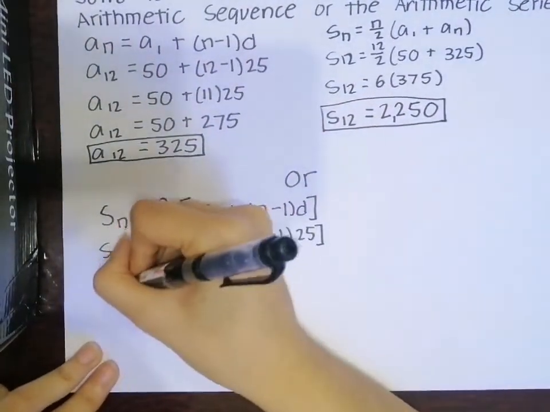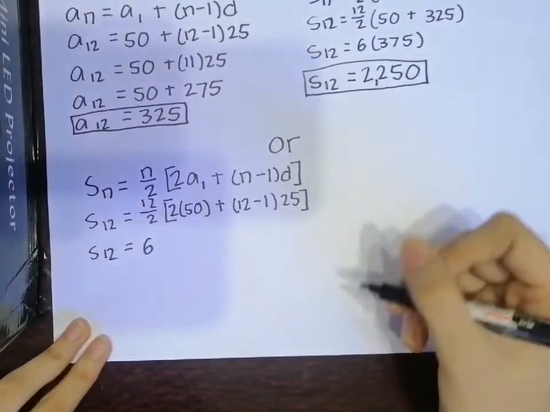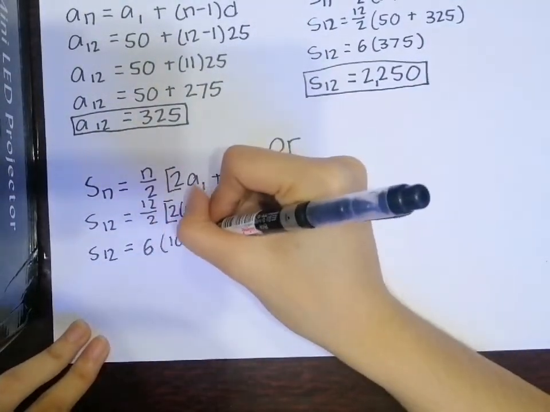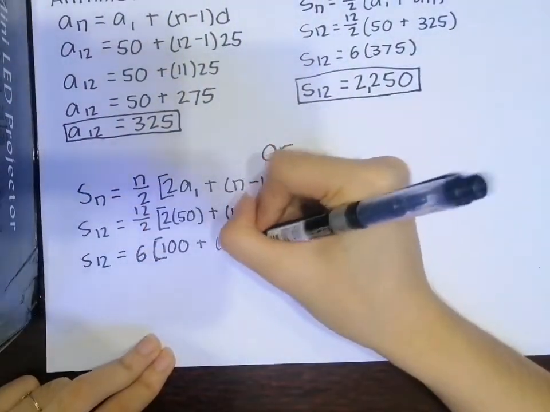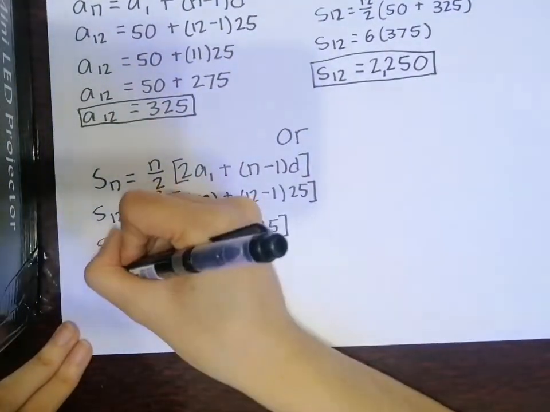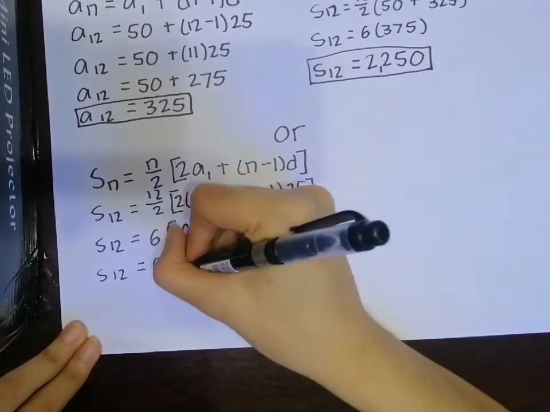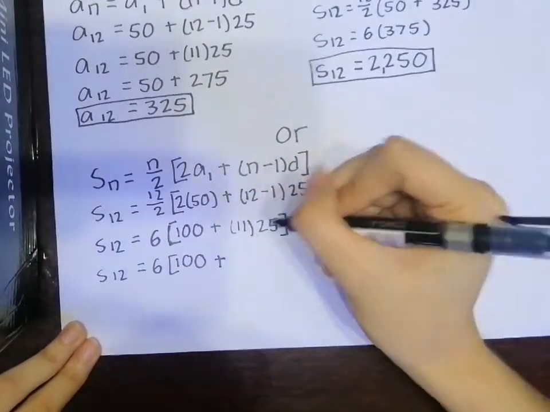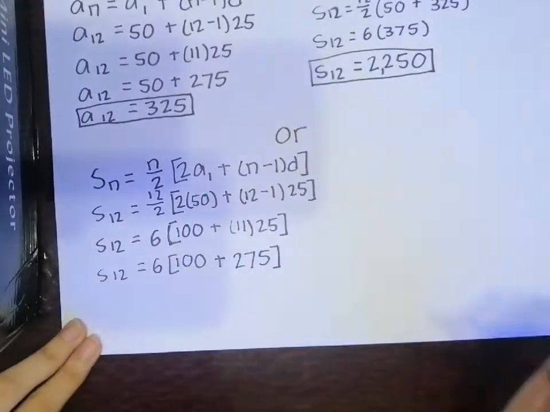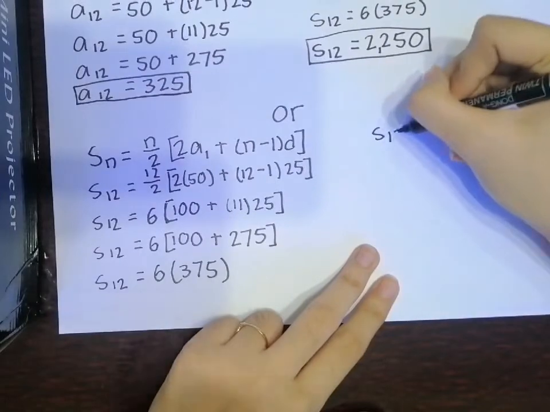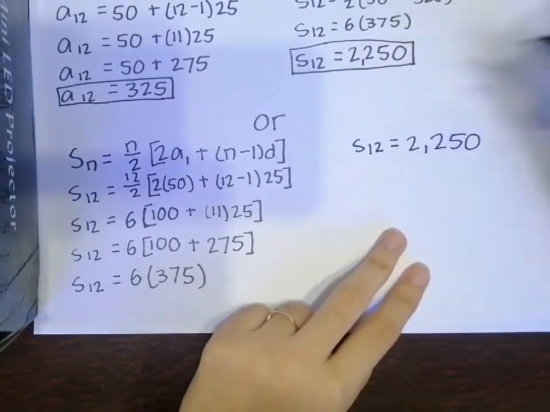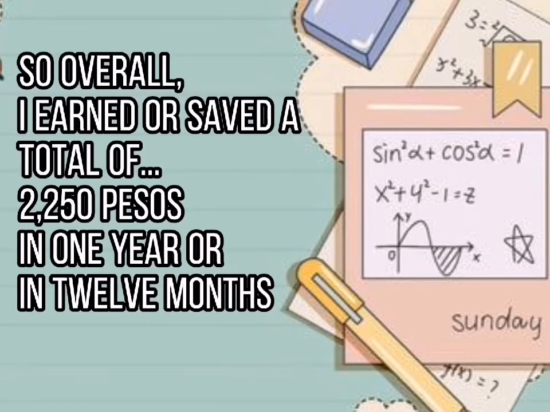After substituting, let's start on solving the numbers inside the brackets first. So 2 times 50 is equal to 100. 12 minus 1 is equal to 11. Then multiply it with 25. Next, divide 12 by 2, and we'll have 6. Then add 100 and 275 before multiplying with 6, which will give us 2,250. So overall, I earned or saved a total of 2,250 pesos in 1 year, or 12 months.